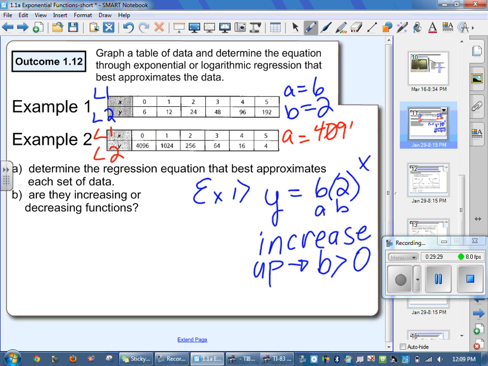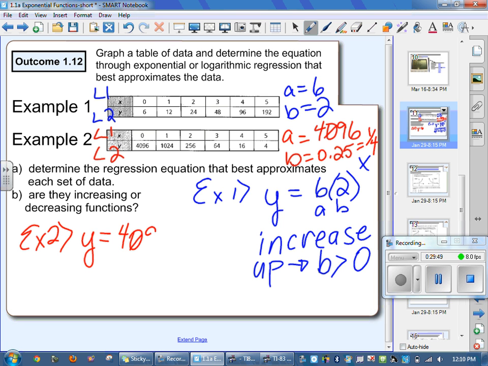That gives us 1/4. So when we write our equation for example 2, our example equation is going to look like this. 4096 is our A value. Our B value is 1/4 exponent x.